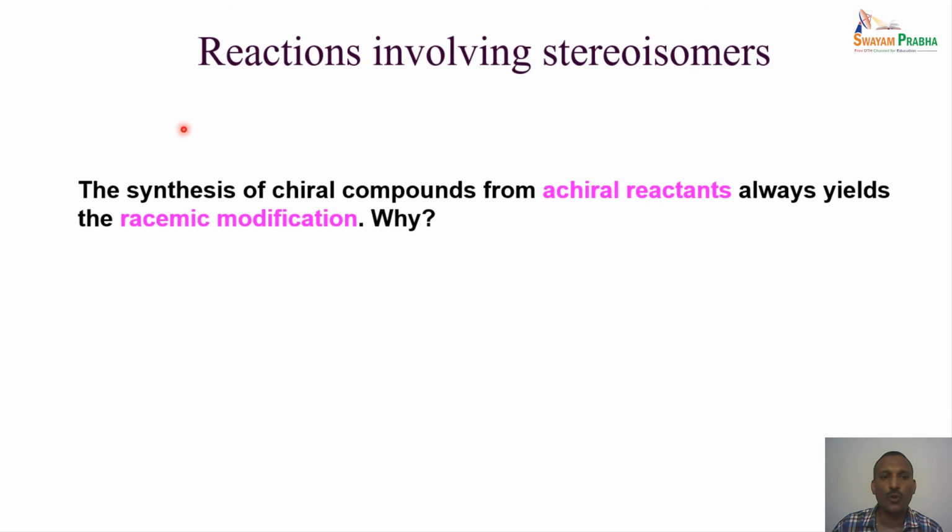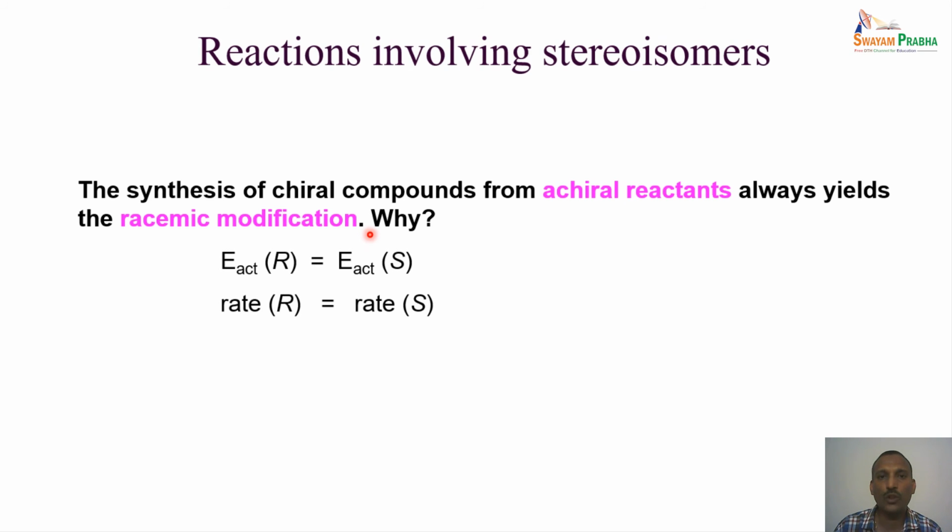Now, as I mentioned, the synthesis of chiral compounds from achiral reactants always gives a racemic modification. We need to answer why this always happens. We get both the products, formed in a 1:1 ratio. If one isomer rotates the plane polarized light in the right hand direction, the other isomer will rotate the same light in the left hand direction. So the 50-50 mixture of right and left cancel each other, and the net optical rotation is 0. In other words, the compound is optically inactive.